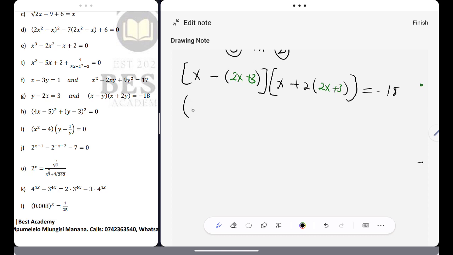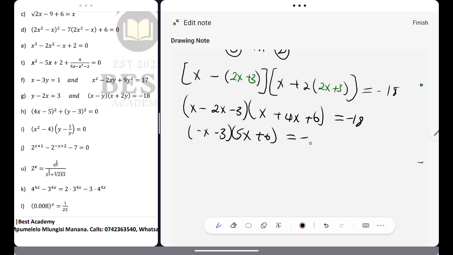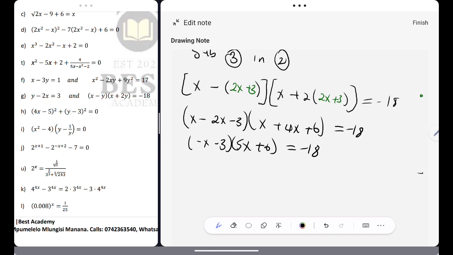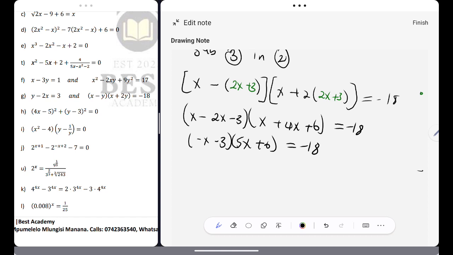So I will have x minus 2x minus 3, x plus 2 plus 4x rather, 4x plus 6 is equal to negative 18. I'll have negative x minus 3, and then 5x is negative 18. All I need to do now is to remove brackets, because whenever I solve, I don't want to have brackets.